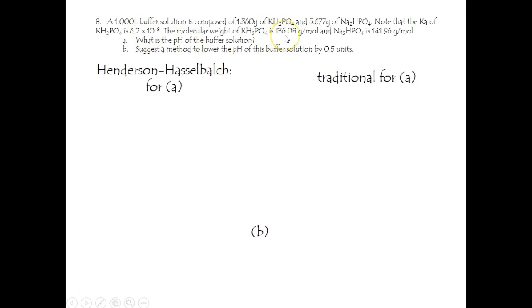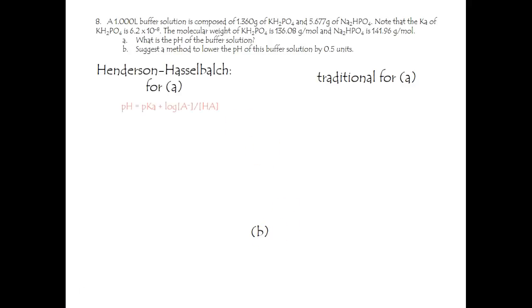They give you its molecular weight. That's convenient, because we just figured out we're going to need that in order to give the concentration in moles per liter. And they want the pH of the buffer solution. I always think Henderson-Hasselbalch when it says what's the pH. And then a method to lower it by 0.5 units. That sounds like a tougher type of problem. Let's take a stab at that after we've solved A. I'll show you a traditional way of solving A, which I don't like as much, but I'll show it. And a Henderson-Hasselbalch method of solving A, which is very fast, and then we'll take a look at B.